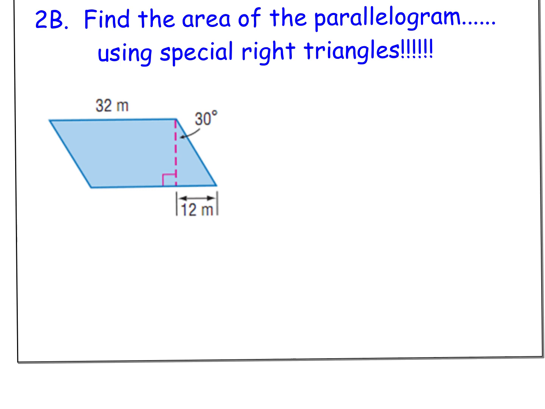So, this is 32. That makes this 32. Here, I need 2 of them. I need 2 values, okay? Because I need to figure out this length, and I need to figure out my height.